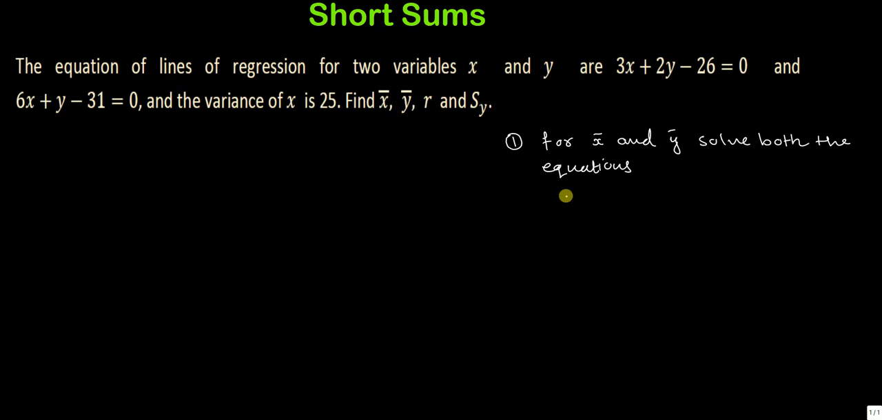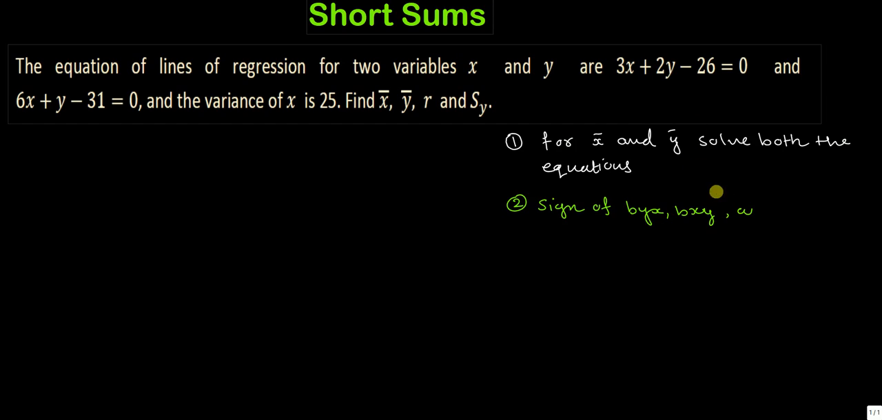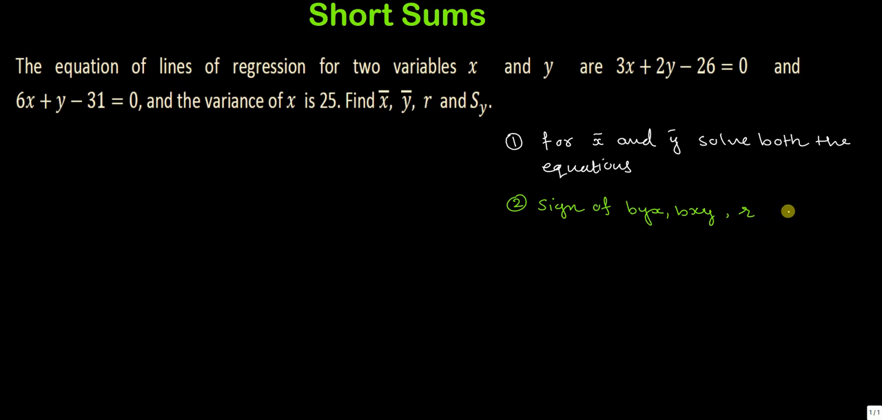Number one, for x bar and y bar, solve both the equations. Okay, second thing we have to remember is that the signs of byx, bxy and r are always the same. That means all three are positive or all three are negative.